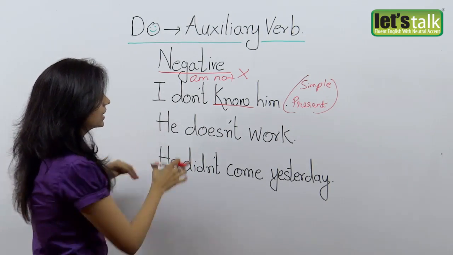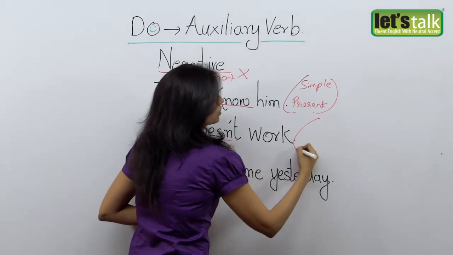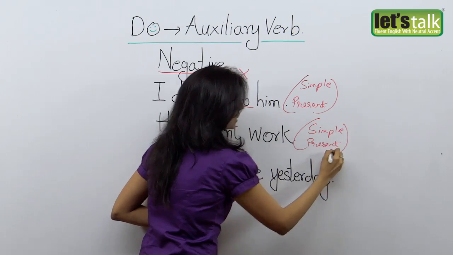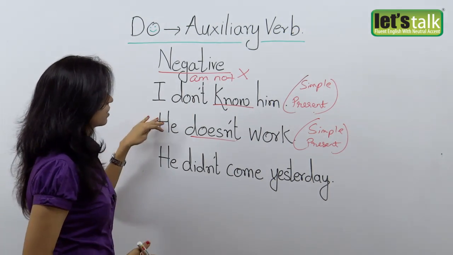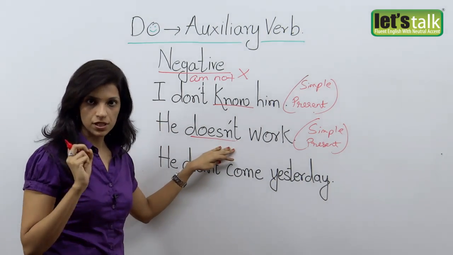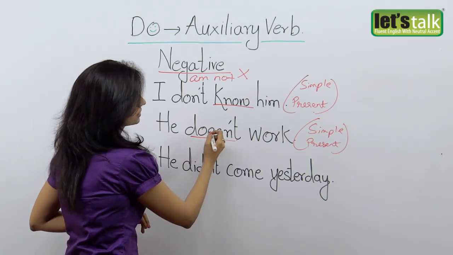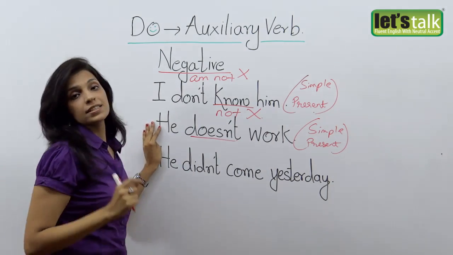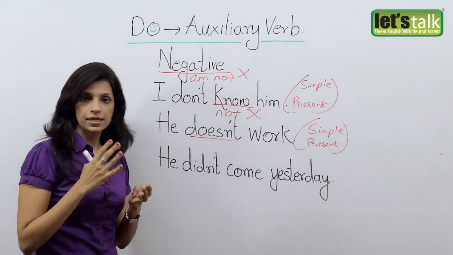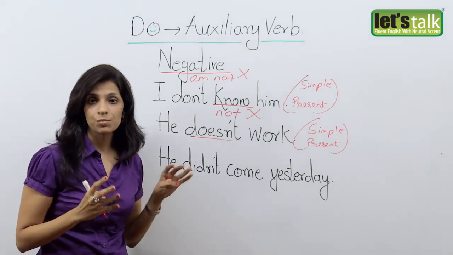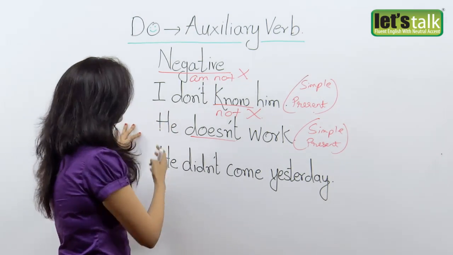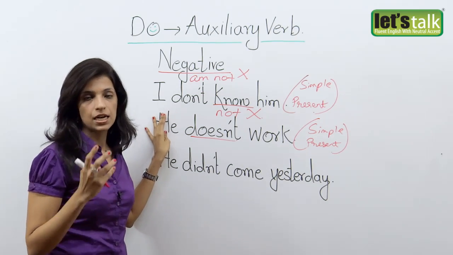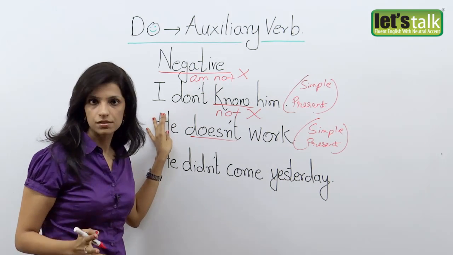Similarly, in my next example, he doesn't work. This is also a simple present, but like I said in my earlier examples in interrogative, we use does or doesn't in case of a third person. So he doesn't work, not he not work. This is wrong. Friends, again, please remember do and does or don't or doesn't, both are simple present tense used for interrogative or negative. The only difference is do is used for I, you, we, they, and does is used for he, she, it.